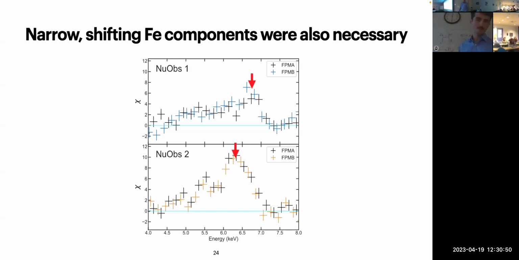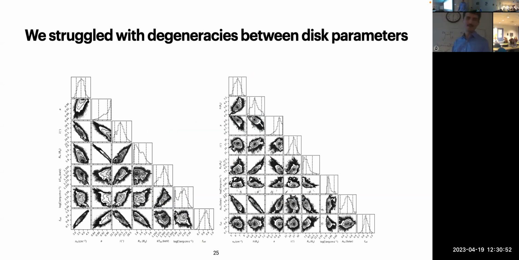Okay, I'm going to try to zoom through here. No problem. These are good questions. I think the reflection modeling is one of the most interesting parts of this work. So initially what I tried to do is just model each of these spectra separately. You have two spectra at two different times in the outburst, right? One is at the peak of the outburst, one is near the end of the outburst.